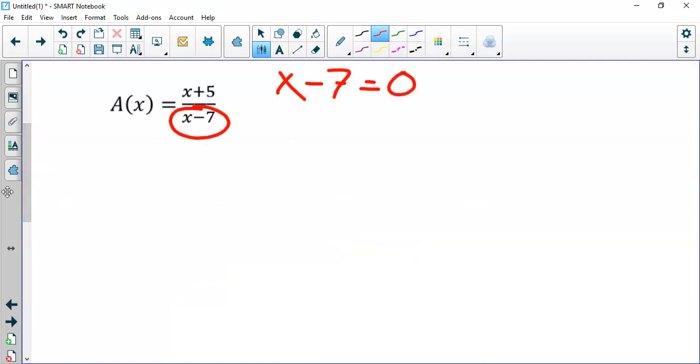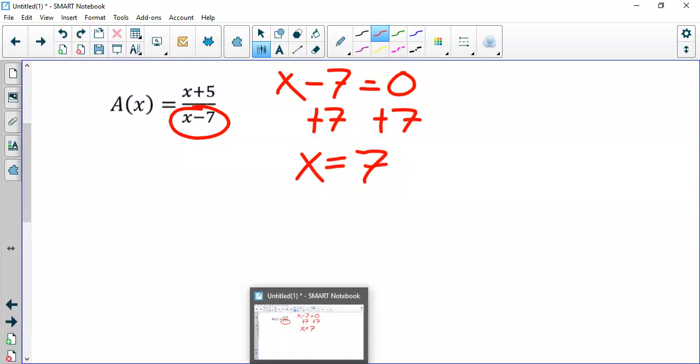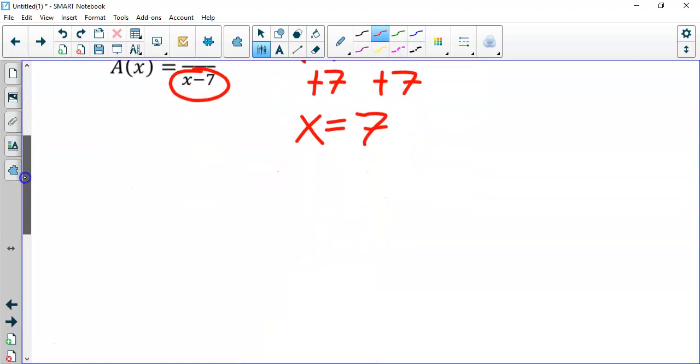So how do I get the x by itself? Plus 7, x is equal to 7. Now, this is the number that creates the problem. This is what we want to throw out. And the information up above says that this needs to be in interval notation. So how do I write the interval notation for this?